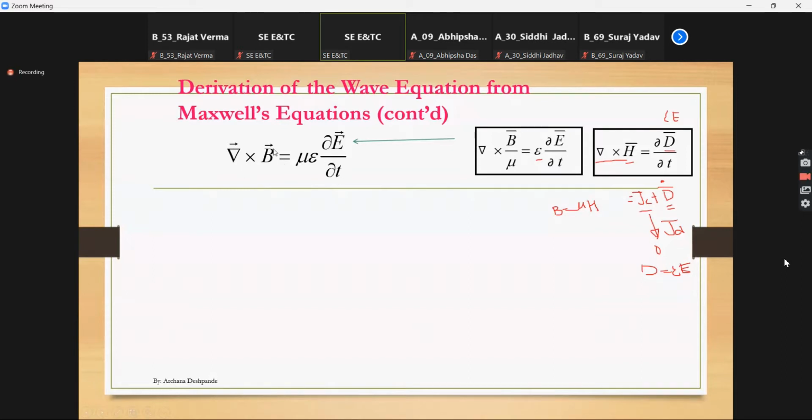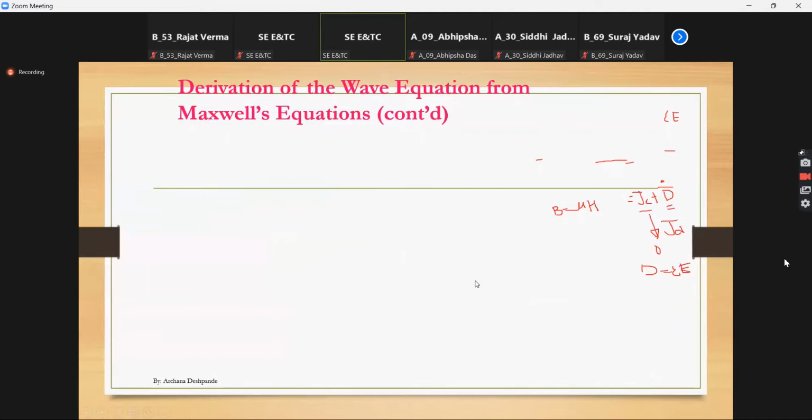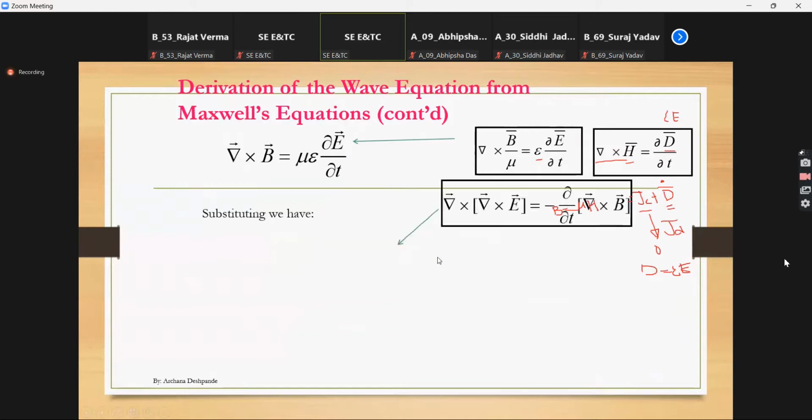So now I'm expanding curl of B. Okay, and then I'll again go back and substitute the curl of B in the previous slide here. So now we are just expressing what is curl of B. It is mu epsilon dabba by dabba T of E bar. Okay, so let's substitute here. What was curl of E? So curl of E, this was our previous equation.